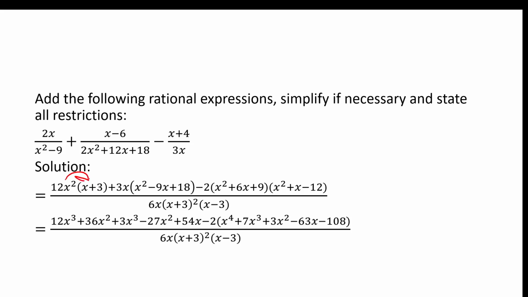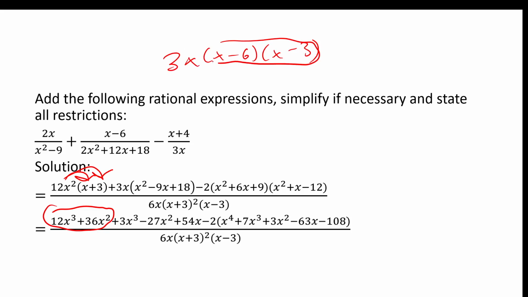So 12x squared distributing in becomes 12x cubed plus 36x squared. Now, x minus 6 was multiplying. If you remember, that second numerator was 3x, and then it was x minus 6 and x minus 3. When we distribute out x minus 6 and x minus 3, we get x squared minus 9x plus 18. And now we're going to distribute in that 3x. Okay, so we're just distributing. Nothing too complicated here. And when we do that, we get this right here.